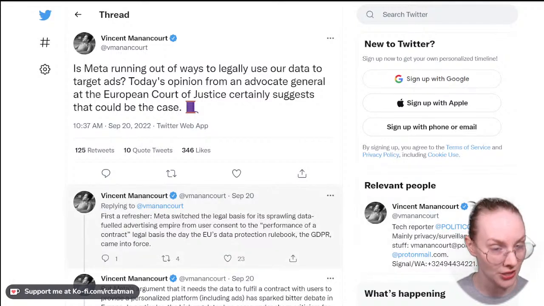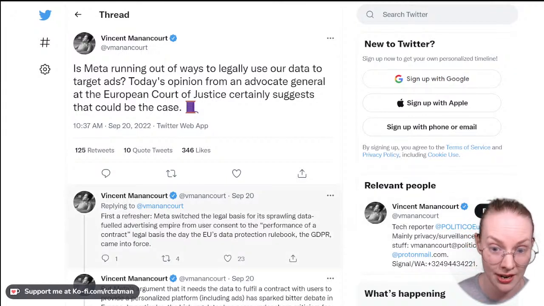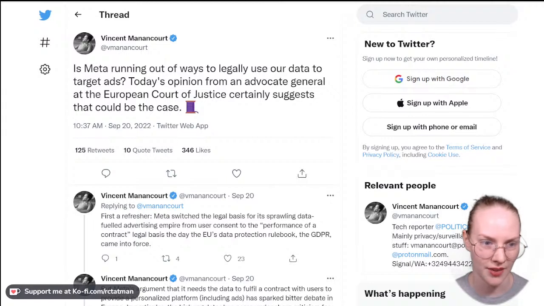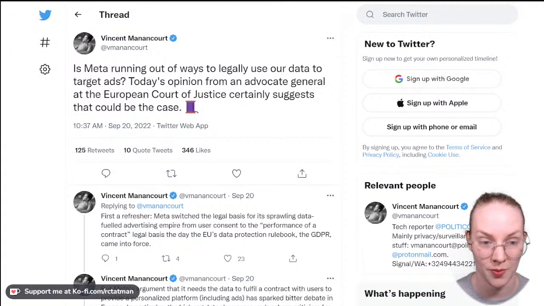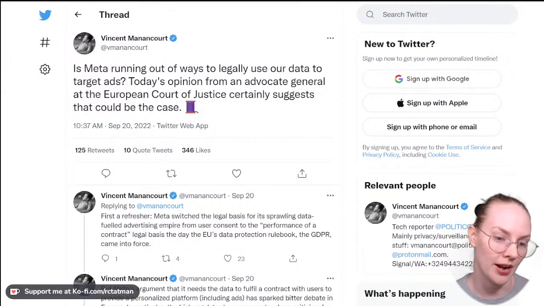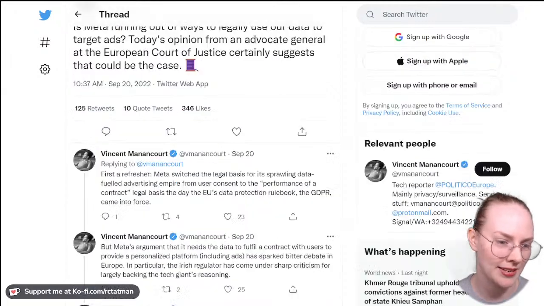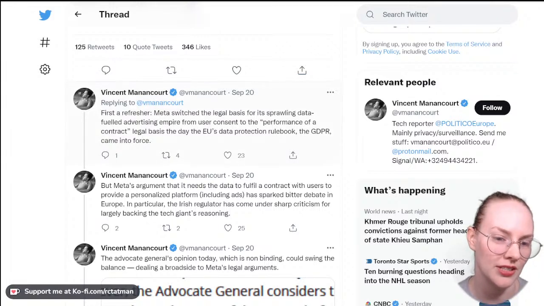And over to the EU. This is a pretty interesting thread from a tech reporter who works mainly on privacy and surveillance. It's on the opinion from an advocate general at the European Court of Justice that might suggest that Meta may not in the future be able to use personal data to target ads in the EU, right? Meta switched the legal basis for its data-fueled advertising empire from user consent to the performance of a contract the day the EU's data protection rulebook, the GDPR, came into force, right?